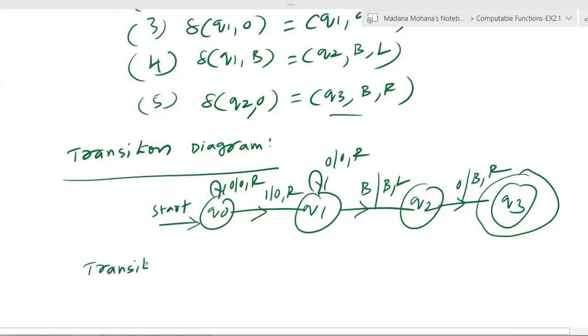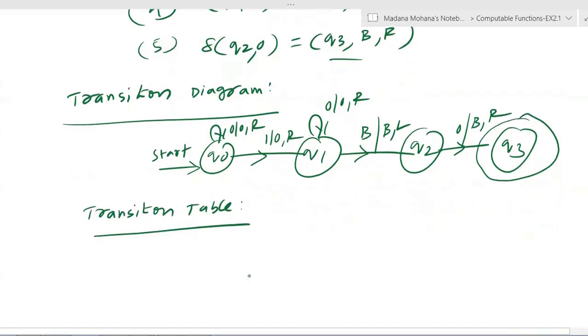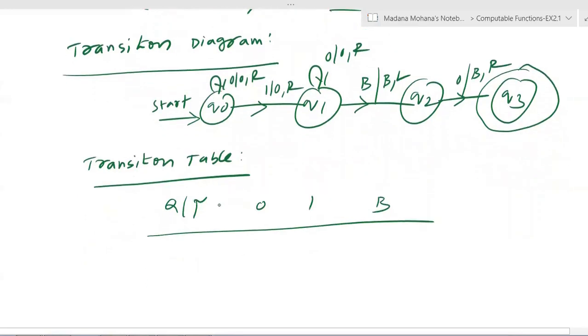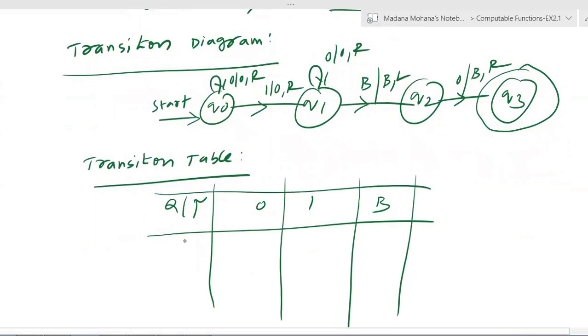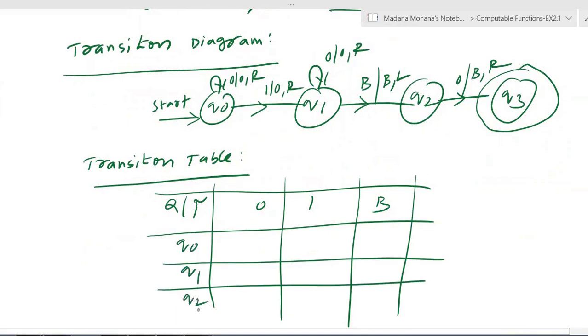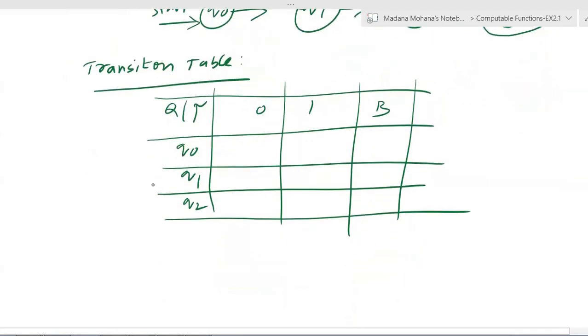Similarly, the transition table. Now Q by tau. Here the table symbols are 0, 1 and blank. Now the states are q0, q1, q2, q3. First one is q0, second one is q1, third one is q2, then fourth one is q3. Now write the right hand side of the moves on the respective tape symbols. q0 is the initial state, q3 is the final state.